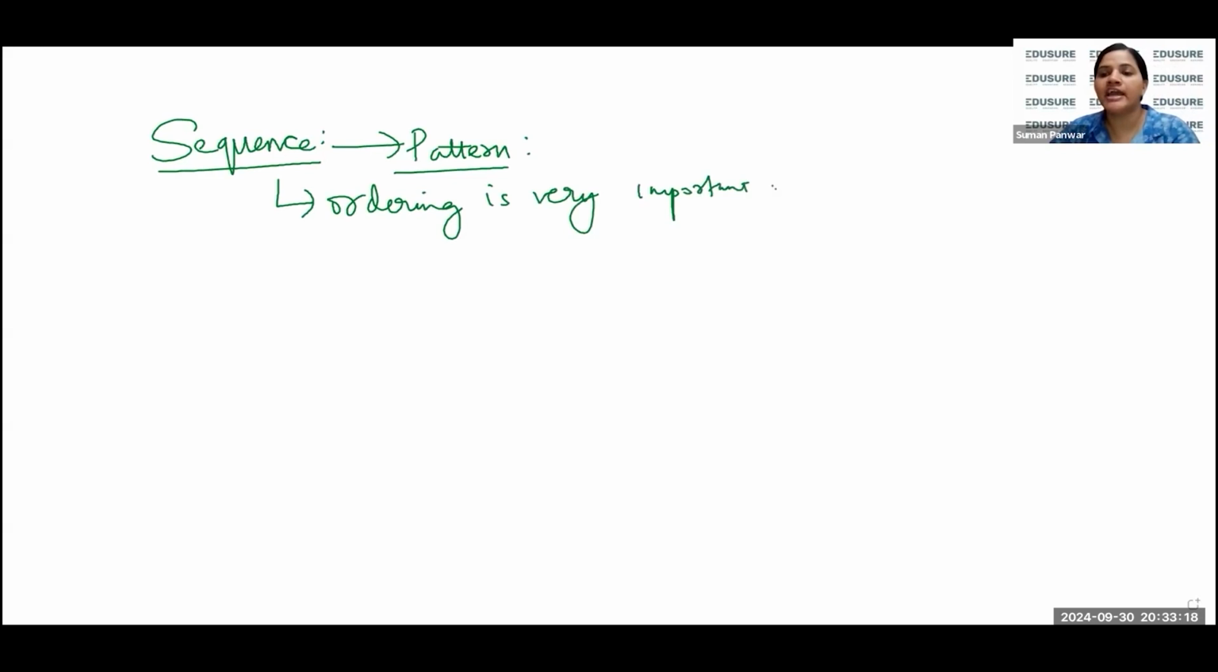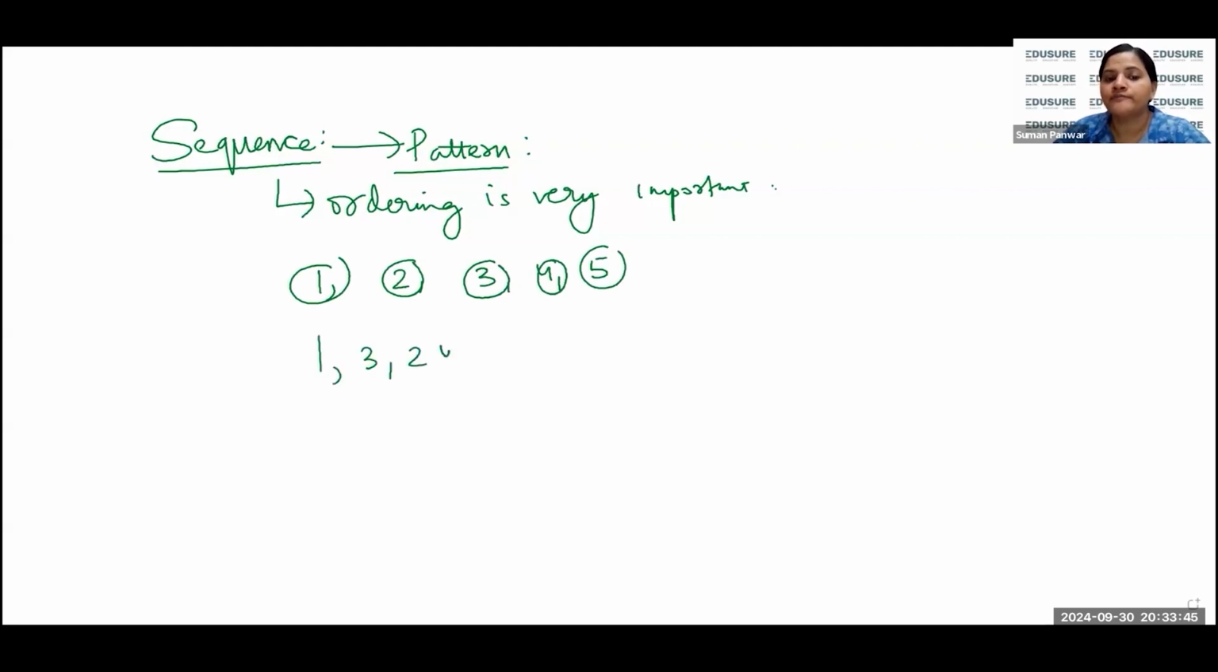It means that if I have a sequence 1, 2, 3, 4, 5, then 1 is sitting at the first place, 2 at the second place, 3 at the third place, 4 at the fourth place, 5 at the fifth place. I cannot change the positions, okay? The sequence 1, 2, 3, 4, 5 is completely different from 1, 3, 2, 4, 5. So the most important thing about a sequence is that ordering is very, very important.